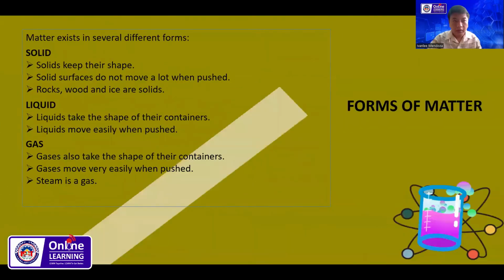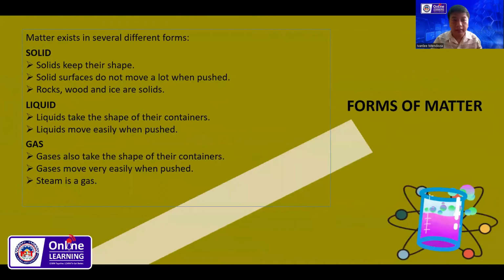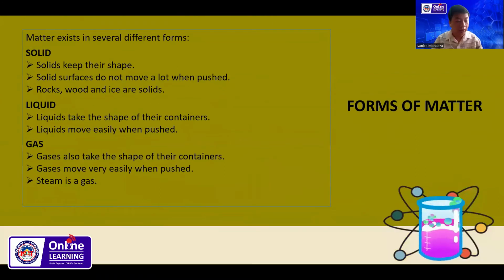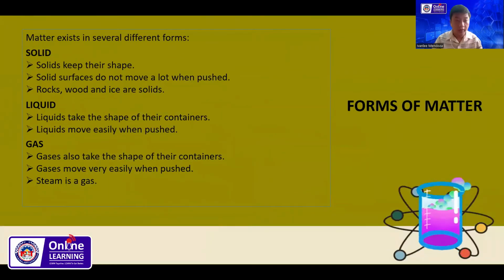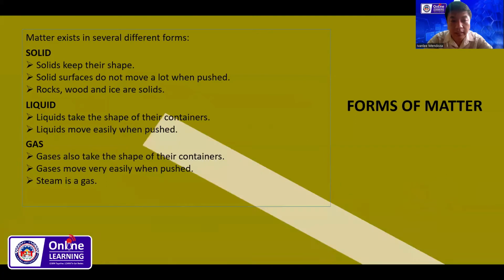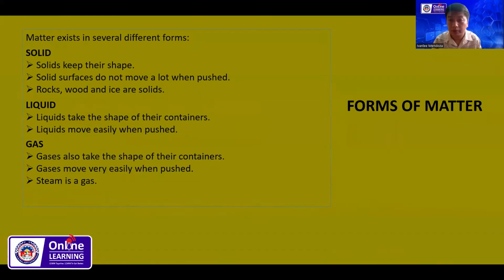Okay. Now, what are the forms of matter? So matter exists in several different forms. The first one is solid. Solids keep their shape. Solid surfaces do not move a lot when pushed. Rocks, wood, and ice are solids. Another, so we have liquid. Liquids take the shape of their containers. Liquids move easily when pushed.